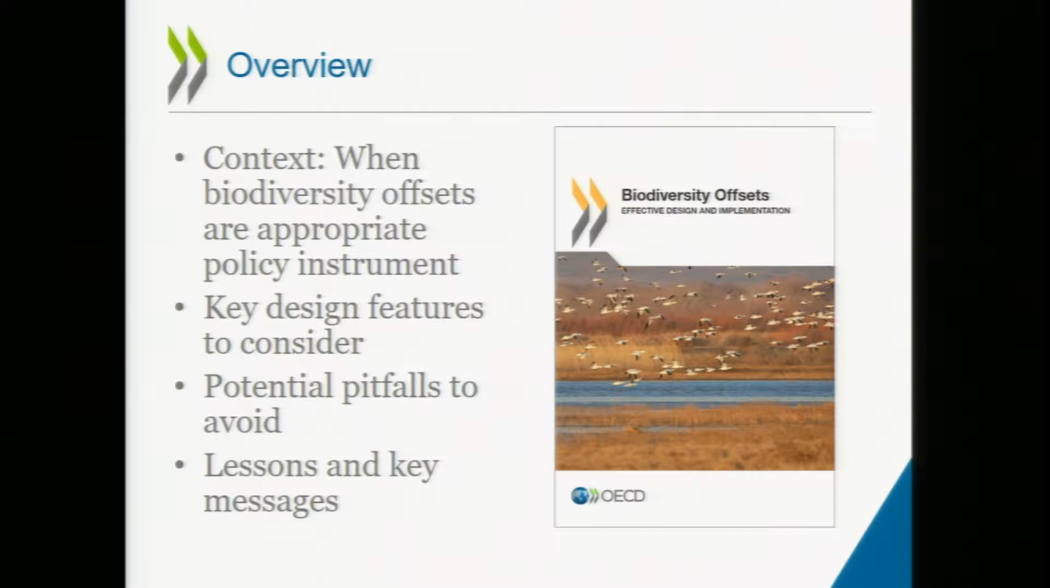So what I'm going to do is go through a bit about when biodiversity offsets are the appropriate policy instrument, as there are a suite of instruments that are available, about some of the key design features to be considered in their implementation, some of the potential pitfalls to avoid as well, and also some lessons and key messages.